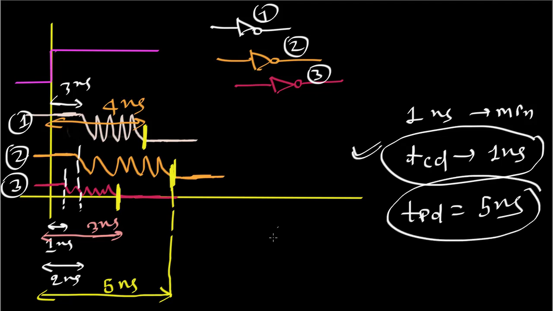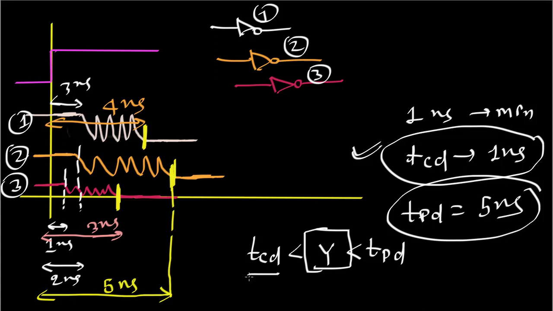So TCD is the minimum bound, and TPD is the maximum bound for the time taken by output Y. After TCD it will start changing, so till TCD we are sure that the output will not even change. Till TPD we are sure that we will be getting its final stable value.